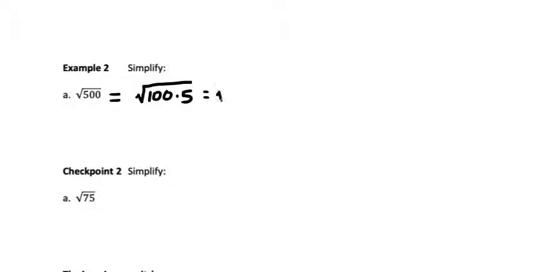Then I can break up the square root of 100 times 5 into two separate square roots, square root of 100 and square root of 5, and those are multiplied together. Now, square root of 100 is a perfect square. I can simplify that, that's equal to 10. Square root of 5, not a perfect square, so I just bring that down, square root of 5.